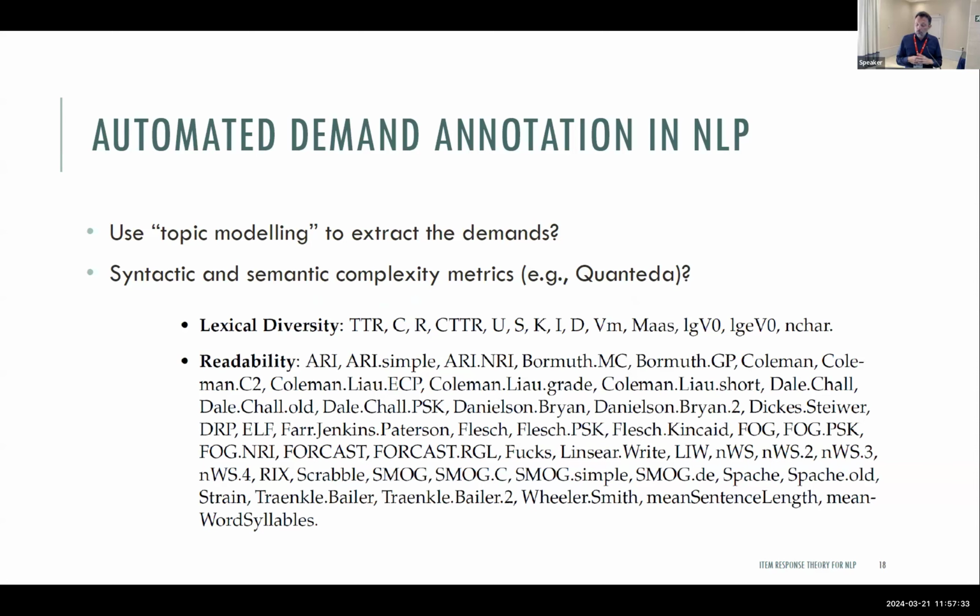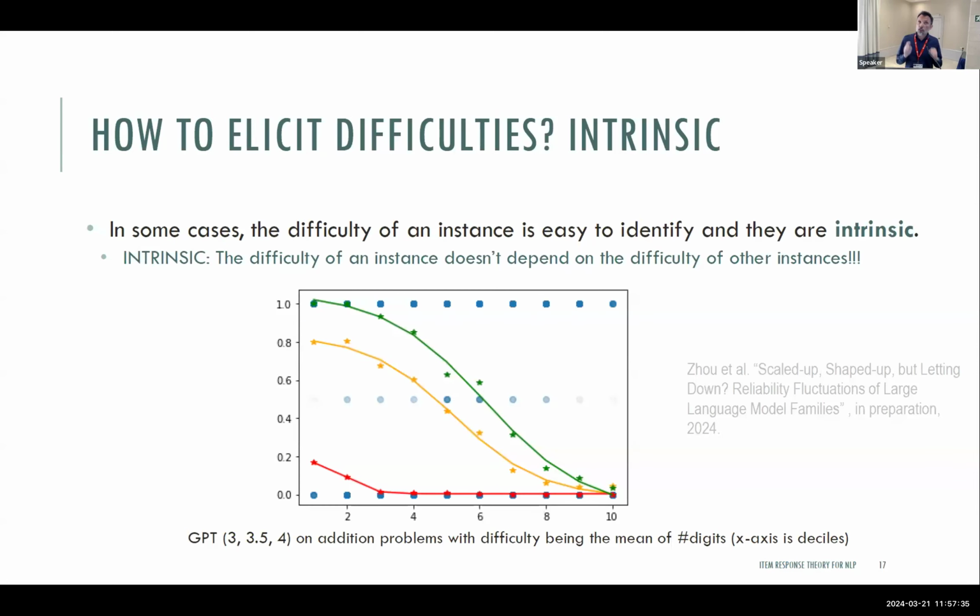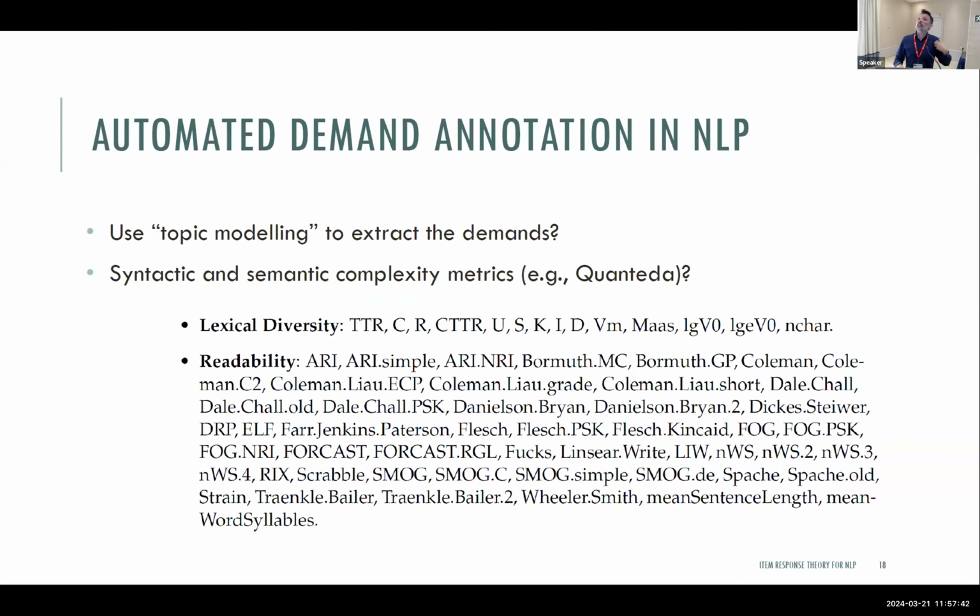So what if you don't have any proxies for the difficulties, but you would like to do some kind of predictability for new examples? What you can do is annotating instances in a way that can be automated. So something similar to topic modeling, but for evaluation, would be, okay, can we use some kind of an annotation, or some kind of indicators of each instance? Or maybe you can use some kind of syntax or semantic complexity metrics by default.